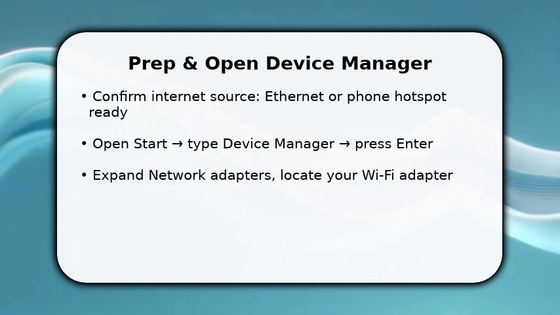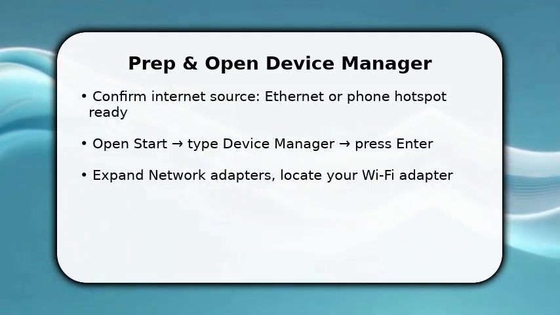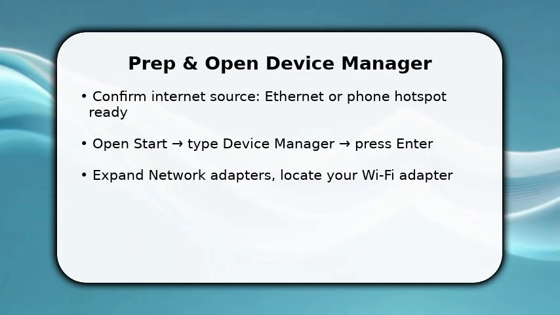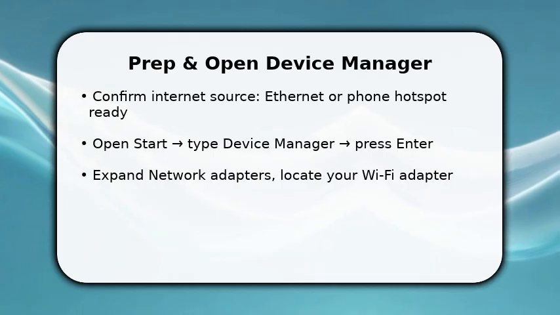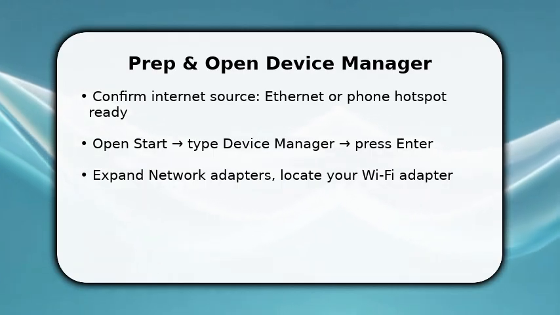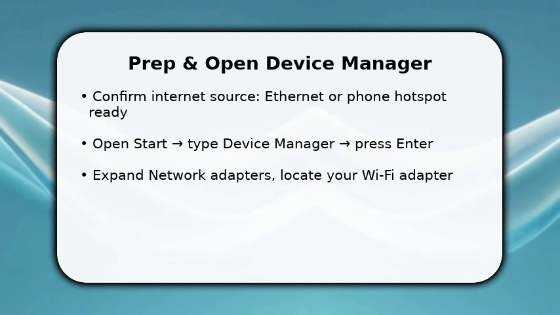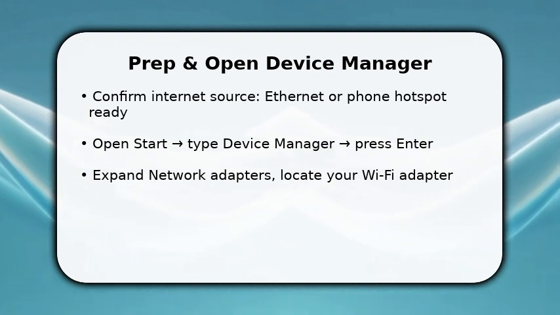Make sure you expand network adapters and find the Wi-Fi device by name. If you see a yellow warning icon or generic name, that indicates a driver issue. From here, right-click the adapter to reveal Update, Disable, and Uninstall options and proceed to the next step.